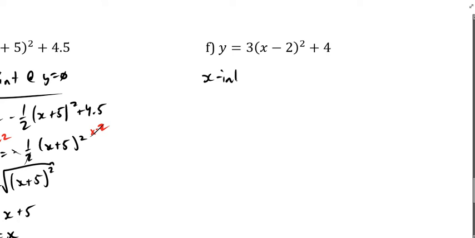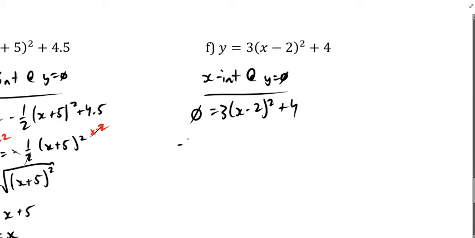But I'm going to do this. X-intercept at, let's say I forgot about that. I didn't think about it, and I just started going, okay, X-intercept at y equals 0. And I sub in 3x minus 2 all squared plus 4. So what do I do first? I subtract 4 from both sides. Then I divide by 3. Then I take the square root of both sides.